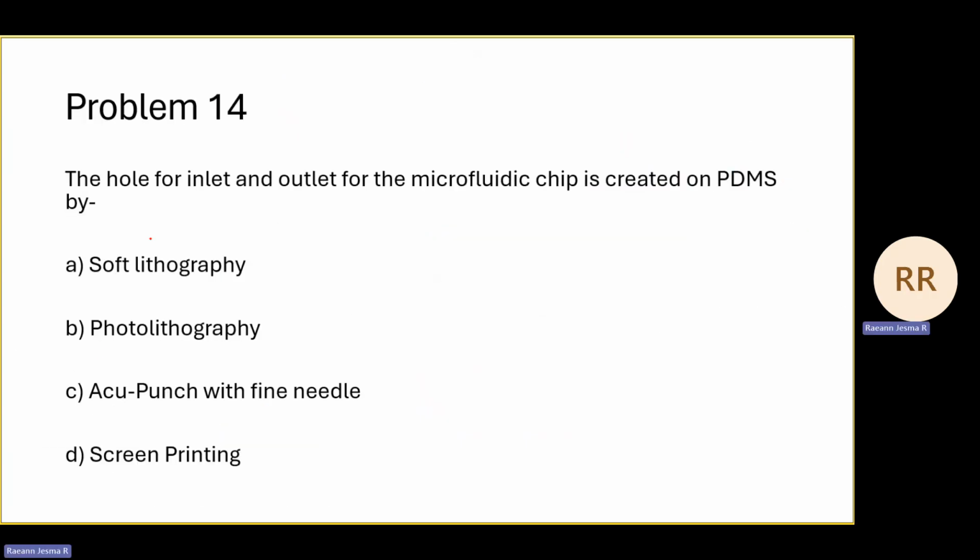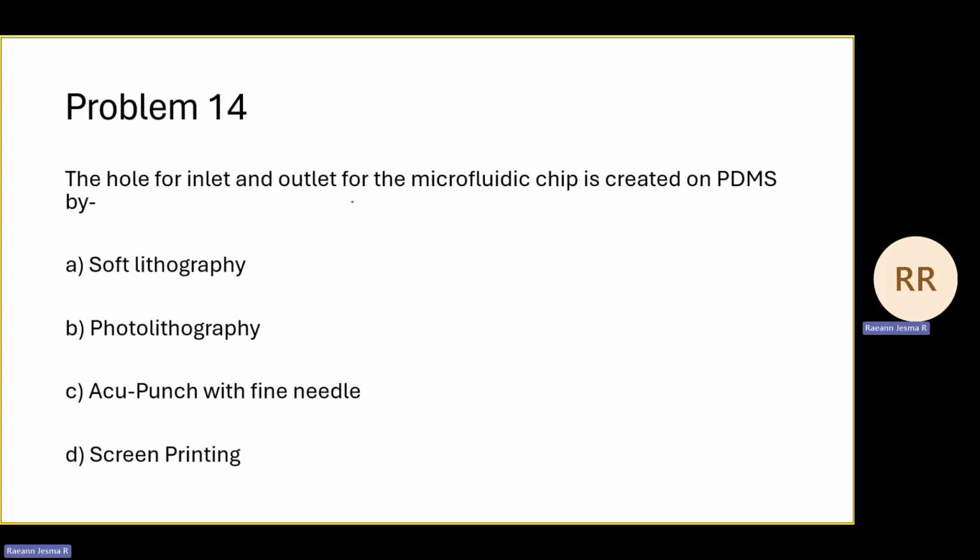Now let us move on to problem 14. The hole for the inlet and outlet of the microfluidic chip is created on PDMS by option A, soft lithography, B, photolithography, C, acupunch with fine needle, D, screen printing. Okay. So which is the correct one? We have to make holes for the inlet and outlet for the microfluidic chip.